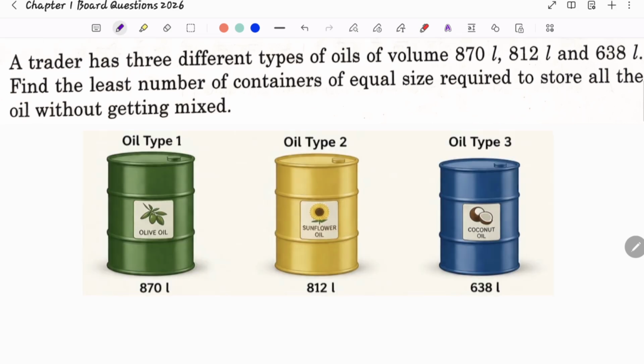Now see this picture. It's an example for this. Okay. So we have 3 different types of oils. One is olive oil, another one is sunflower oil, and the next one is coconut oil. So first oil 870 liters, next one 812 liters, next one 638 liters. Now we have to find out the number of containers of equal size which can be used to store all the oil without getting mixed. The idea is to find the HCF of these 3 numbers. That's all. Okay.